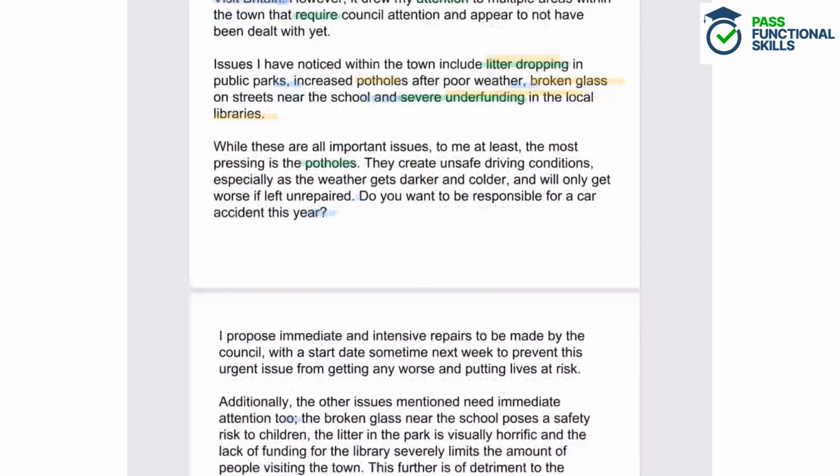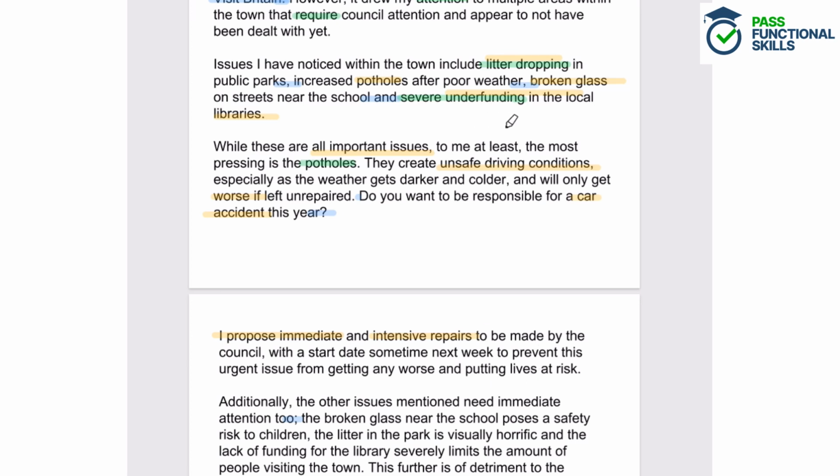Well, yes, we do. We've explained that these are all important issues and we've explained why. So the potholes create unsafe driving conditions and will only get worse if they're unrepaired. So they could cause car accidents potentially. These are really great reasons why this issue needs addressing. And then we have a proposal. So they're explaining what they would like the council to do. They would like to have these immediate and intensive repairs made.